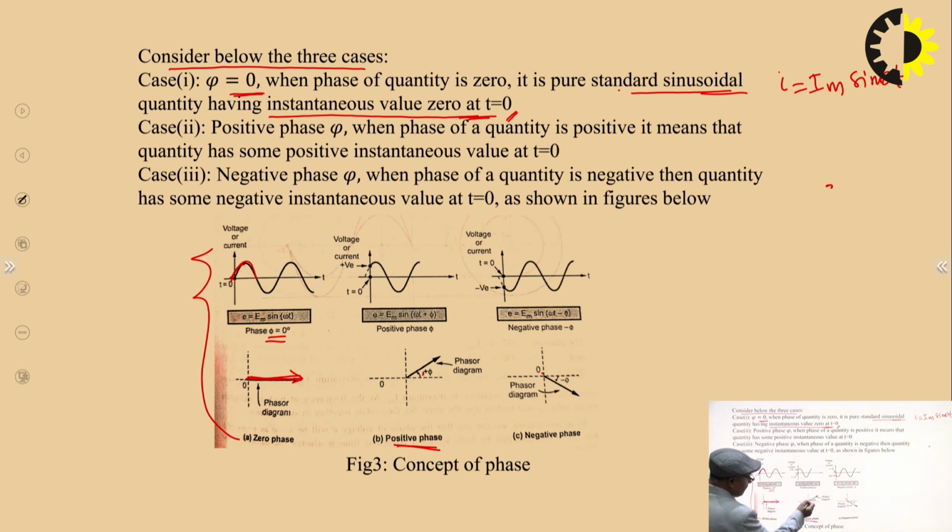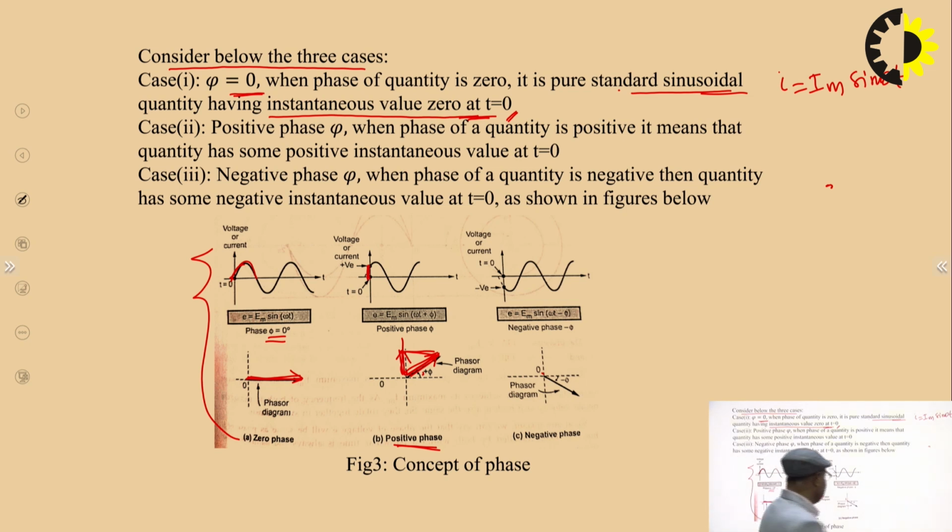So, this is the positive phase angle, and the phasor will be here. It means it has some positive value at time t equal to 0. What is the meaning of this? It has some positive value, right? At this time instant, when we see the projection of this phasor on the y-axis, the projection is this much, something positive. So, this is represented here. At time t equal to 0, it has some positive value, meaning a positive phase angle indicates some positive value of the quantity at time t equal to 0.